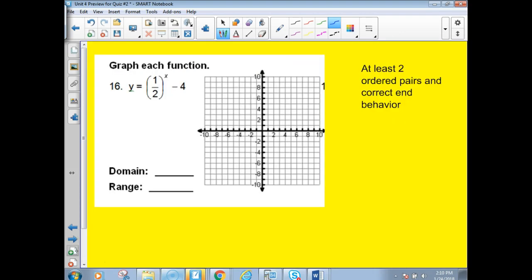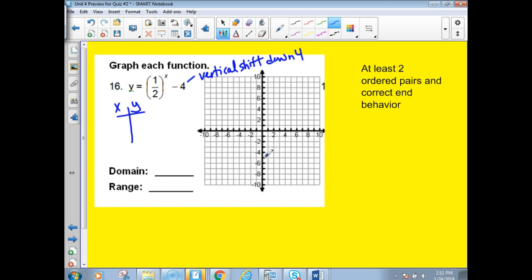Right. Graph the function, at least 2 ordered pairs and correct end behavior. All right. This is just an exponential function. The -4 is a vertical shift. You don't have to write that down. It didn't ask for it, but I'm saying you might want to note it just for your studying. That's a vertical shift of down 4.